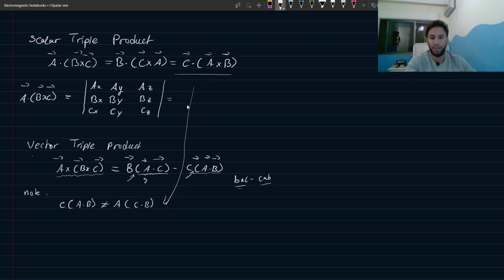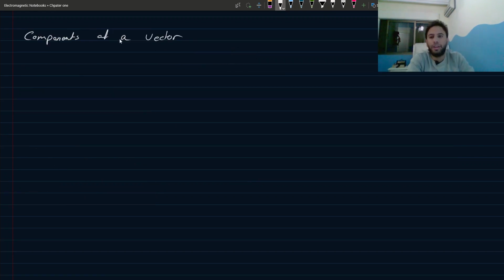I'm sorry, between the one above and the one below, they're not the same. There's a cross in between, an additional dot, and it's different. There's a cross here, there's a dot here, there's a dot here, there's nothing here. In the scalar triple product, the order of vectors doesn't matter. However, in vector triple product, the order matters a lot because essentially it's cross product. Components of a vector is the last section in this chapter.